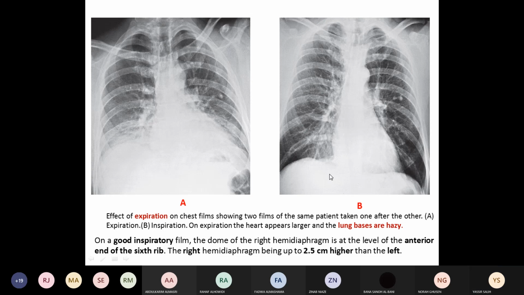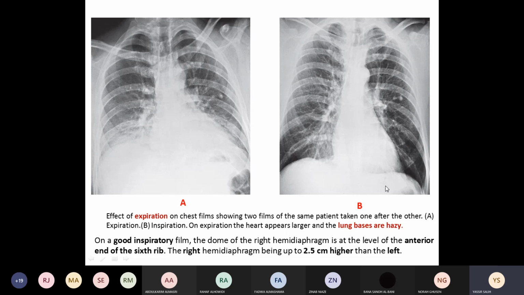of the sixth rib, and the right hemidiaphragm is normally higher than the left one by about 2.5 centimeters. So you should know that normally the right hemidiaphragm is higher than the left one. This is normal. But if you find in a chest X-ray that the left hemidiaphragm is higher than the right, this means there is an abnormality. The right hemidiaphragm is normally located about 2.5 centimeters higher than the left one.